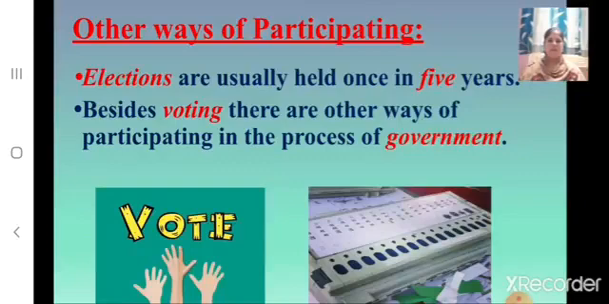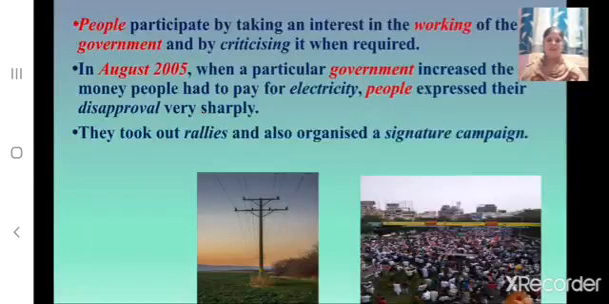Now children, let us see what are the other ways of participating. We know that elections are usually held once in 5 years, and besides voting, there are other ways of participating in the process of government. People can participate by taking an interest in the working of the government and by criticizing it when required. Here we can take an example.